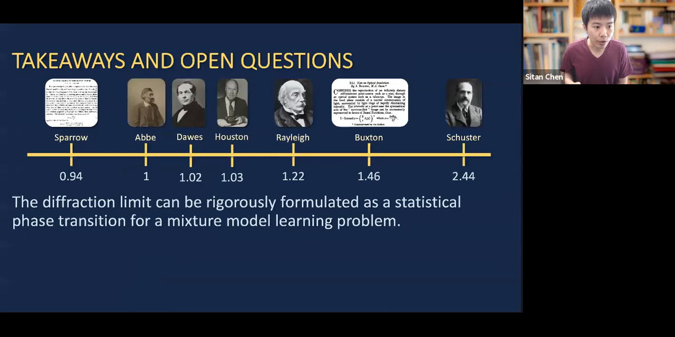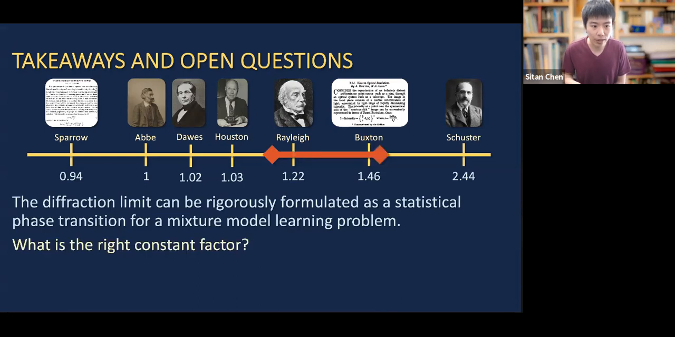The main takeaway from this work is, of course, that we give a rigorous formulation of the diffraction limit as a statistical phase transition for a particular inverse problem involving learning a mixture model. Of course, the main technical open question is, what is the right constant factor? We've shown it's somewhere in between 1.15 and 1.53, which in particular rules out famous resolution limits like the Sparrow limit and the Abbe limit. What is the actual right constant factor? And this, I argue, really has to do with understanding the critical delta from the Fourier analytic question from the previous slide.